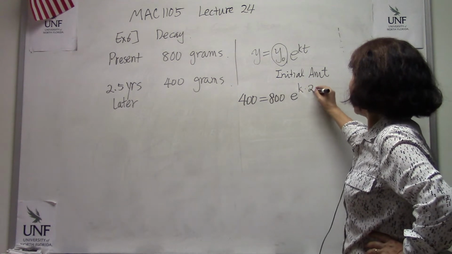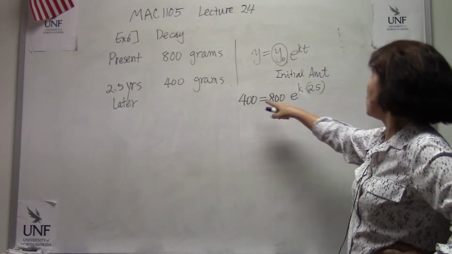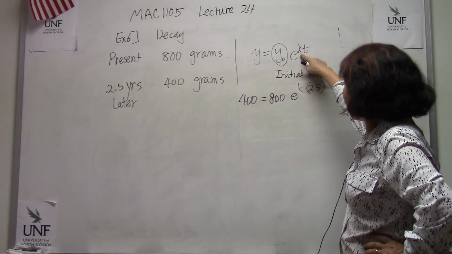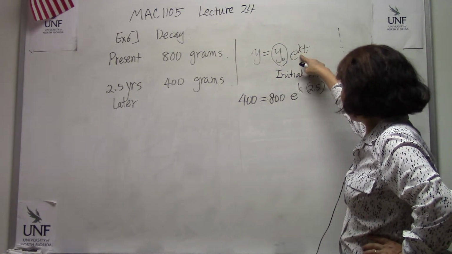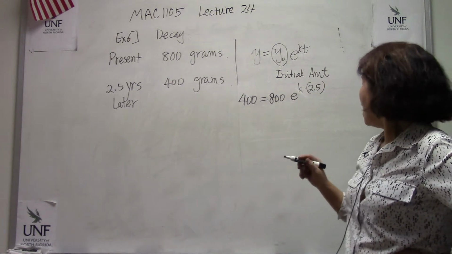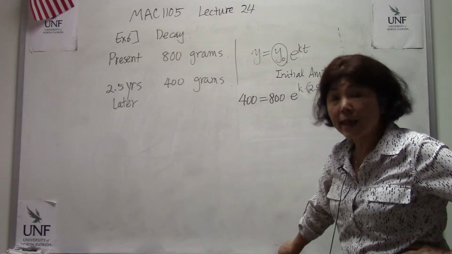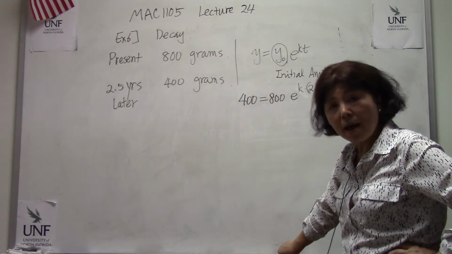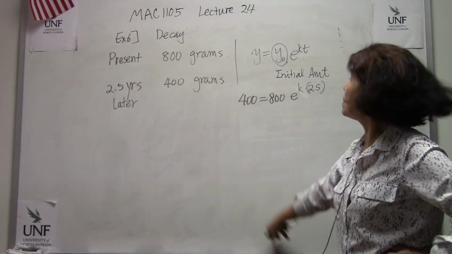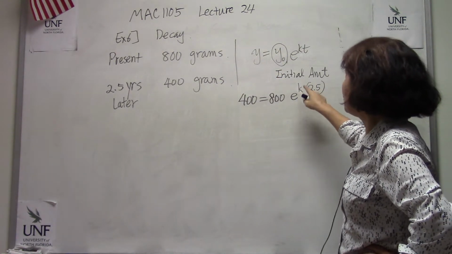T is 2.5 years. Yeah, we are using 2.5 years later. So 400 equals the initial amount times e to the unknown constant k, and the time variable is 2.5. So how do you find the k? Number one, can we guess whether this k has to be positive or negative? It's going to be negative because it's decaying, it's decreasing. We expect k to be negative.